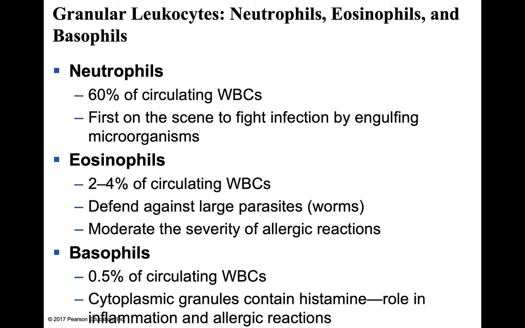We have the eosinophils. This accounts for 2 to 4% of circulating white blood cells. These are kind of like my favorite because I like the fact that they defend against large parasites or worms. Now, the other role that they might play is with regards to moderating the severity of allergic reactions. Now, basophils, this is the least of all of the white blood cells, and they actually have these granules in the cytoplasm which contain histamine. And histamine plays a really important role in the inflammatory response and allergic reactions.